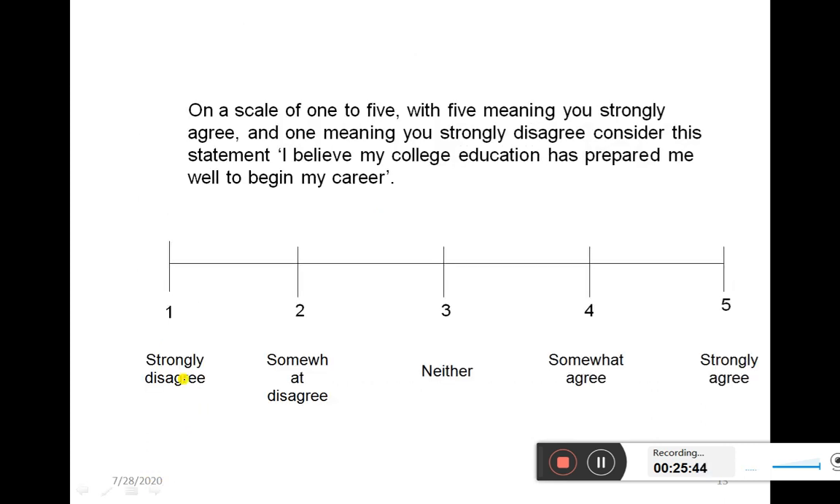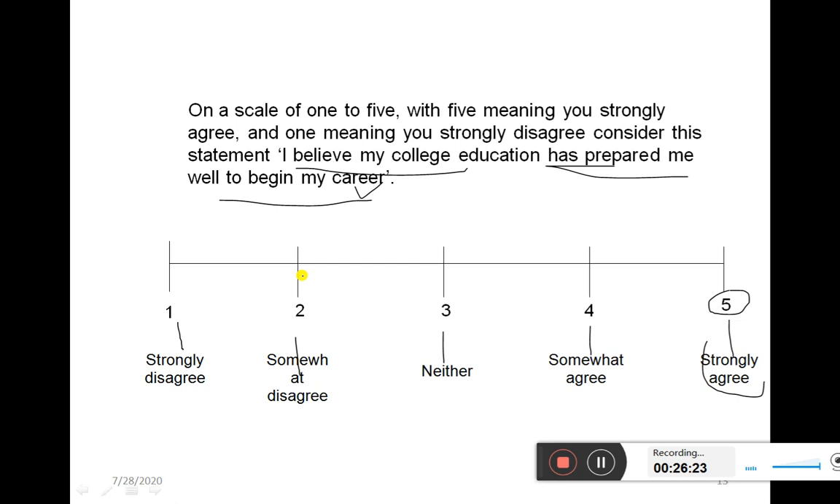Look at here, the common example, as I told you. For example, I'm taking an example: I believe my college education has prepared me well to begin my career. How much I am, as an employee, agree to this statement? Number 1, strongly disagree. Number 2, to some extent disagree. Number 3, neither, I don't know. 4, somewhat agree. And 5 means strongly agree. These are the numbers. Is it clear? And these are the labels.